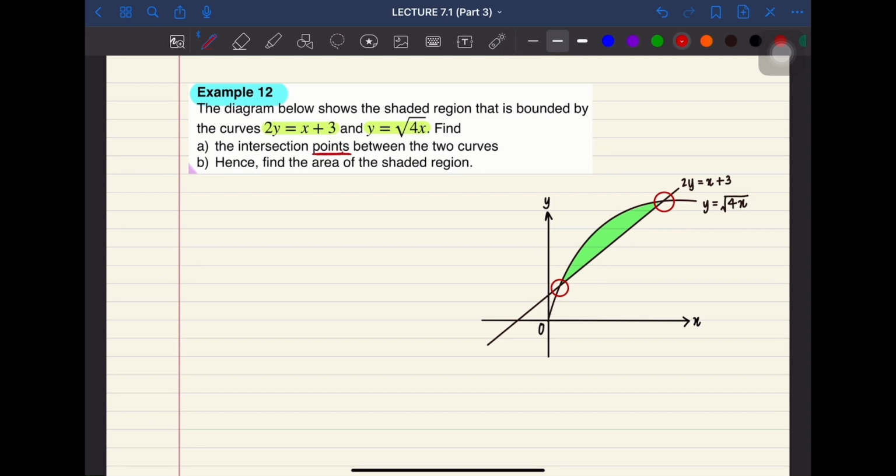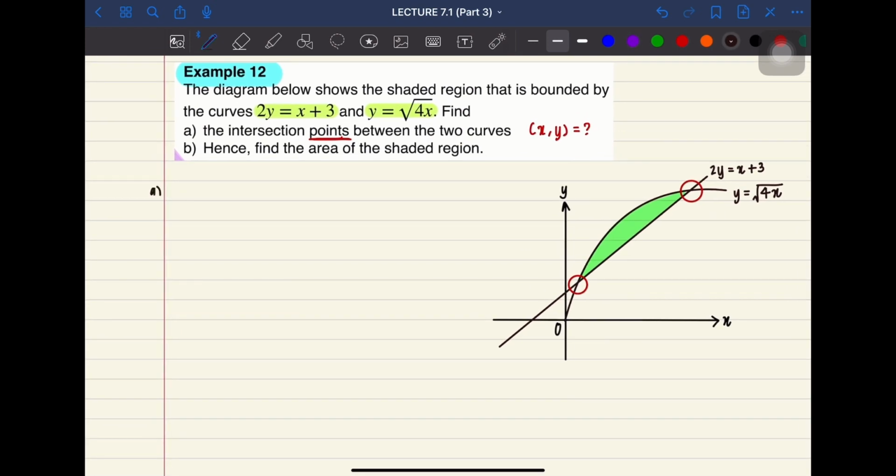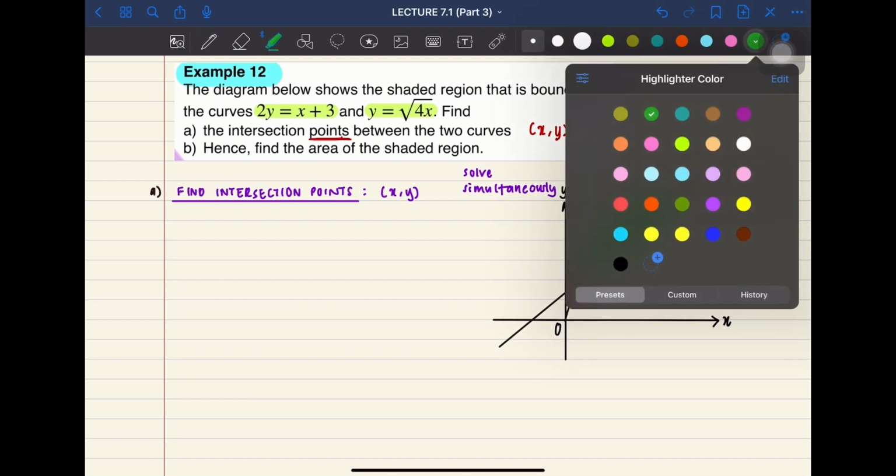So nama pun points kan. So bila points, kita kena cari coordinate. Okay, dia mesti ada x dan y. Okay, so kita ada buat sebenarnya dalam kelas. So untuk part A, kita nak cari intersection point. So how do we find intersection points? Point yang bertindih. Points. Okay, so letak x, y. So we gonna solve simultaneously, guna persamaan serentak. Simultaneous. Okay, guna persamaan serentak yang awak pernah belajar dulu.